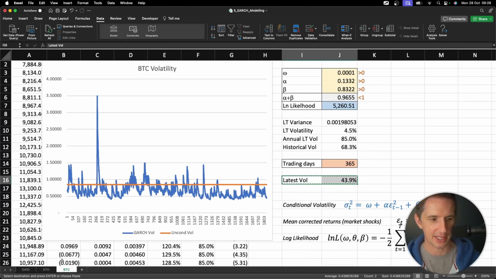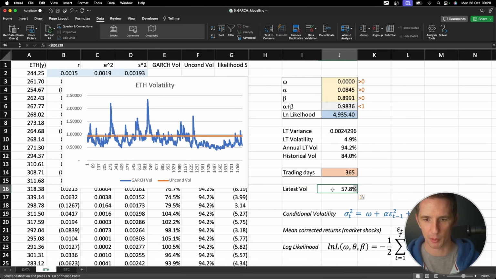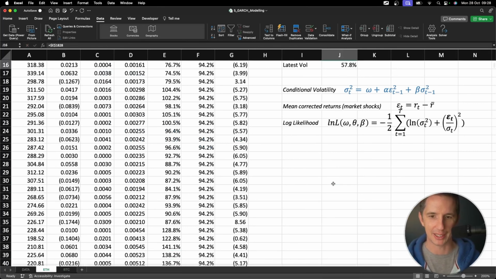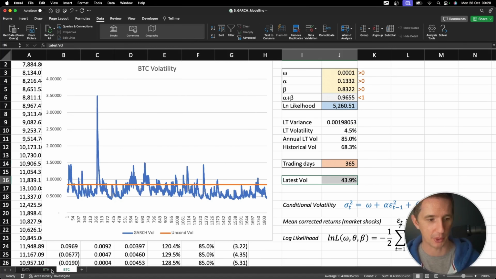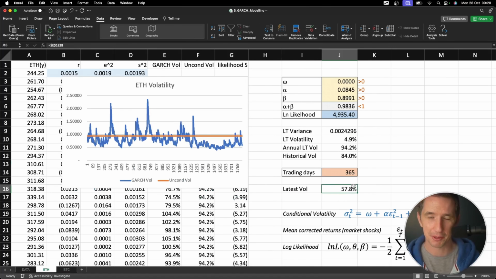And I'm going to copy that and put it here on the Ethereum one as well, which we can see is actually 57.8%. So again, the current volatility for Ethereum is way higher than Bitcoin's. Bitcoin's at 43.9, Ethereum's at 57.8. We have the information we need now to go and calculate, in order to manage risk, how much capital I want to allocate to Bitcoin in a trade versus Ethereum.